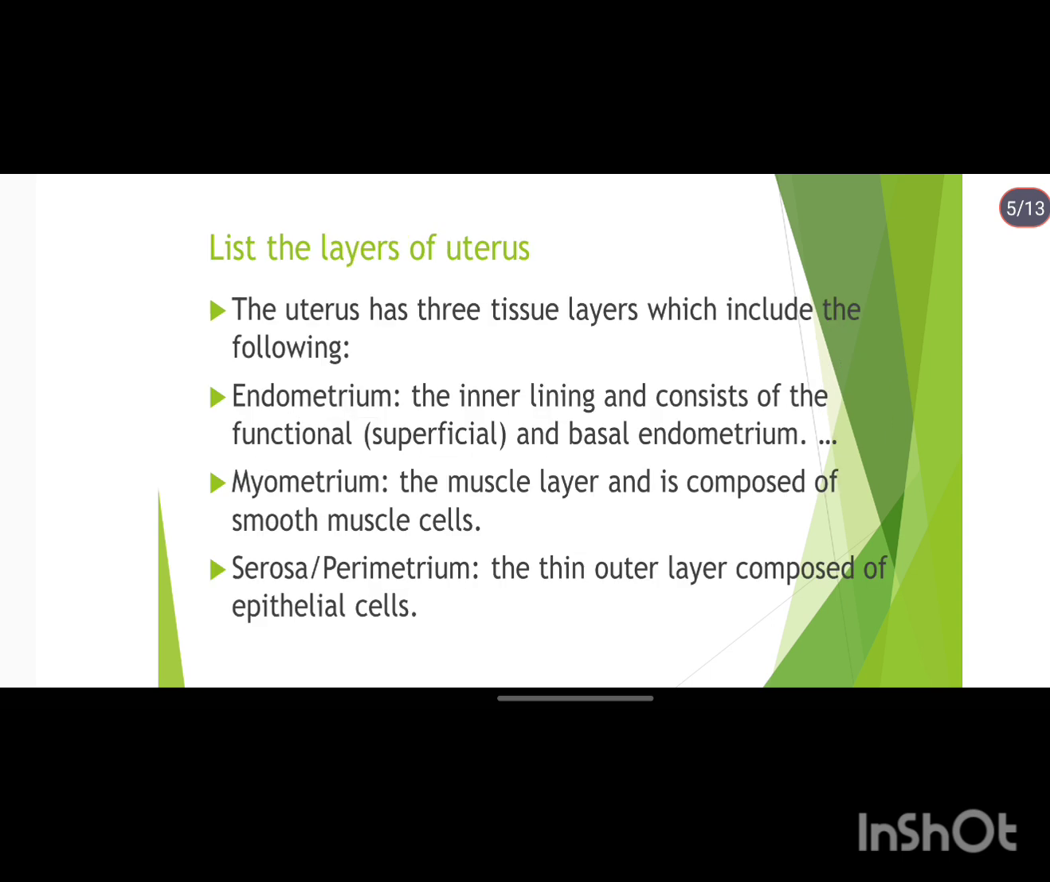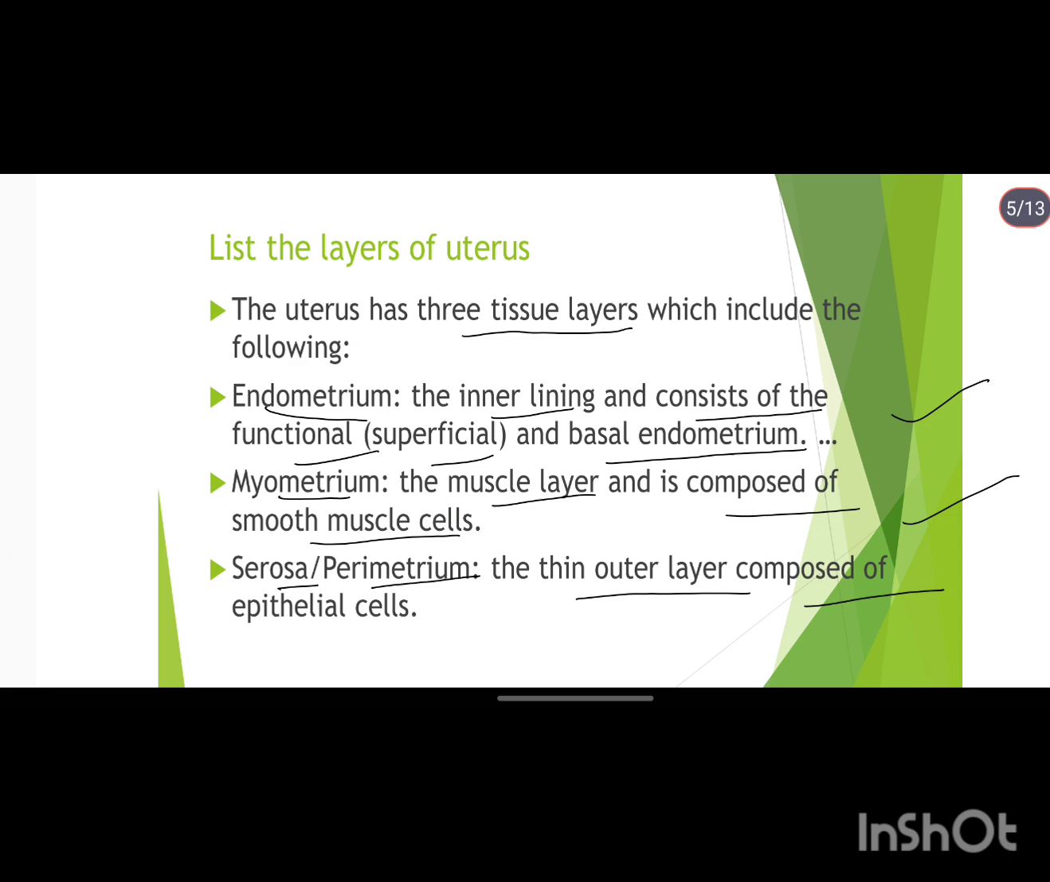Next, they've asked us to list the layers of the uterus. Usually the uterus has 3 tissue layers, which are as follows. The first one is endometrium. It's an inner lining and usually consists of the functional, that is superficial, and the basal endometrium. And the next layer is the myometrium, which is a muscle layer and is composed of smooth muscles. And the next one is the serosa or the perimetrium, which is a thin outer layer composed of epithelial cells.